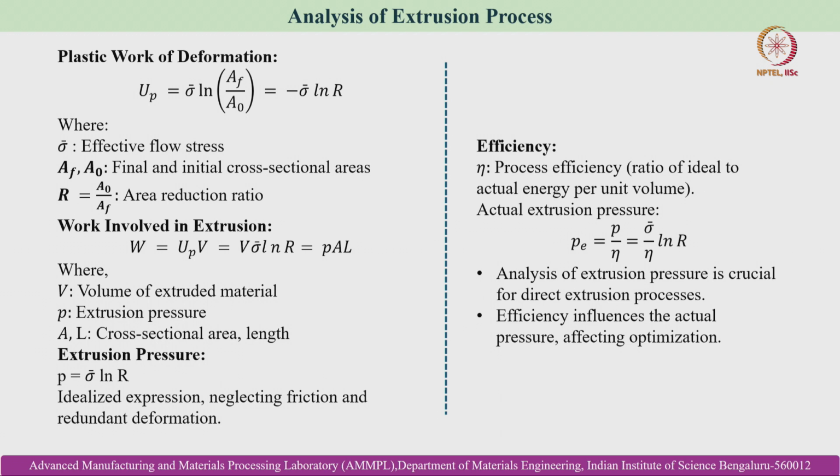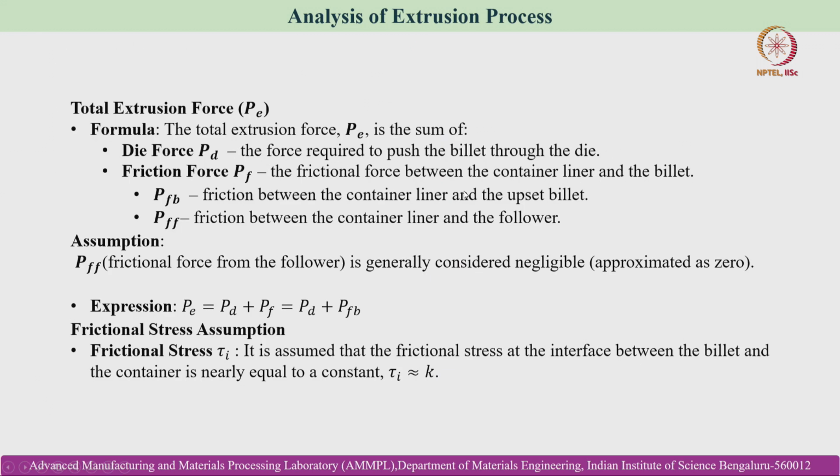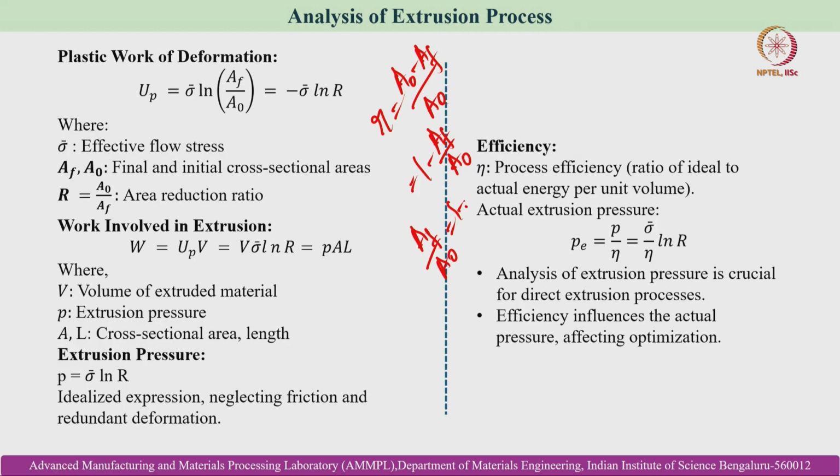Now, if we talk about the plastic work of deformation involved in the extrusion process, it is termed here as UP, equal to sigma 0 prime, the effective flow stress, into ln AF by A0, that is the final cross sectional area divided by the initial cross sectional area. As we know, the area reduction ratio r is equal to (A0 minus AF) by A0, that is 1 minus AF by A0. So AF by A0 is equal to 1 minus r, where r is the area reduction ratio.